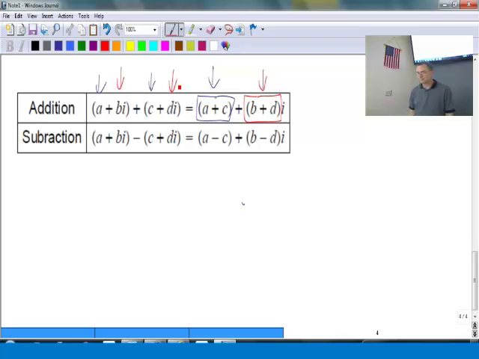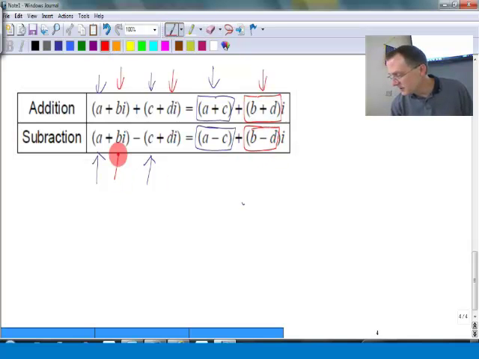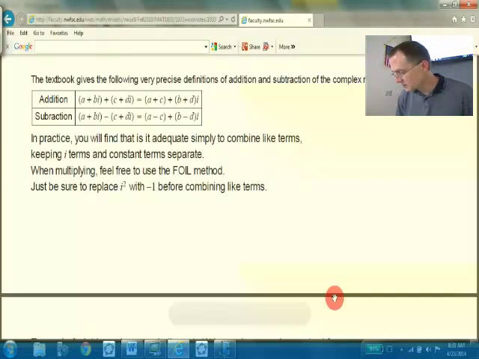Subtraction is similar. The real part of the difference is equal to the difference of the real parts, a minus c, and the imaginary part of the difference is equal to the difference of the imaginary parts. We'll do the first problem both ways, and then after that, I'm just going to say, okay, let's clear the parentheses, let's combine the real terms, combine the i terms, keep it as simple as possible.